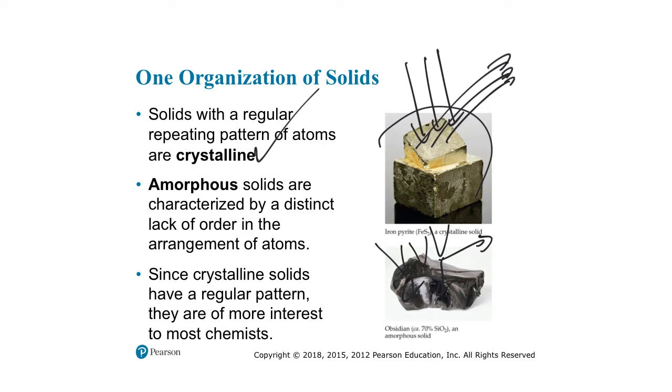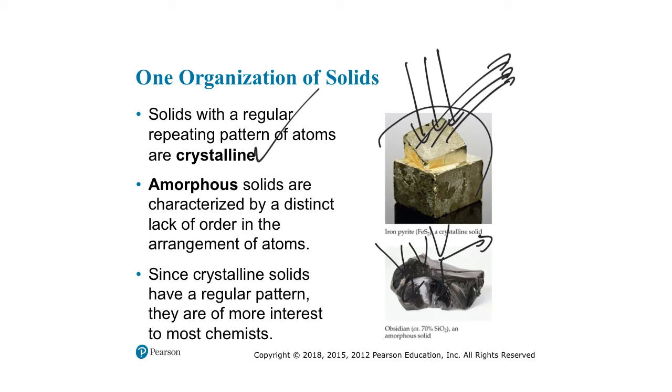So crystalline solids have a regular pattern, and well, it says they are of more interest to chemists. That's kind of a weird statement. I mean, they are of more interest to maybe chemists who like to study X-ray crystal structures. If you don't have a crystal, it's kind of hard to study a crystal structure. So you can maybe study more interesting properties of crystalline materials through some chemistry means.